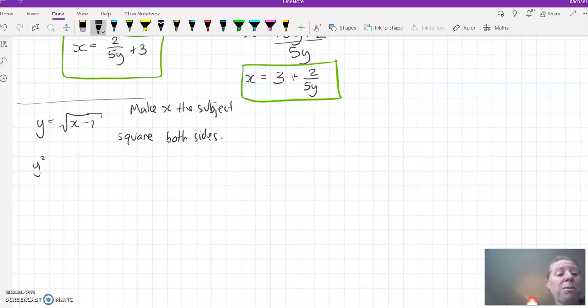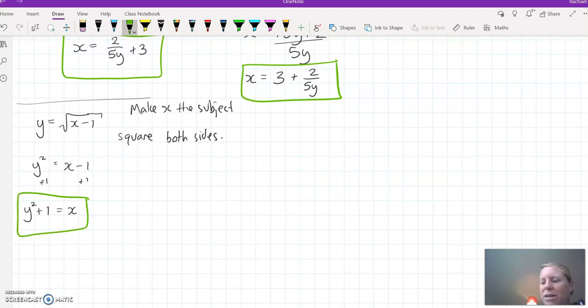So squaring both sides, we're going to end up undoing that square root on the right-hand side. And we end up with that. And now we can add 1 to both sides, and we end up with x being y squared plus 1. So that doesn't seem too bad, does it? All right, let's have a look at another example, though. Let's do this one in blue. Let's say we had y equals the square root of x minus 1, plus 2.